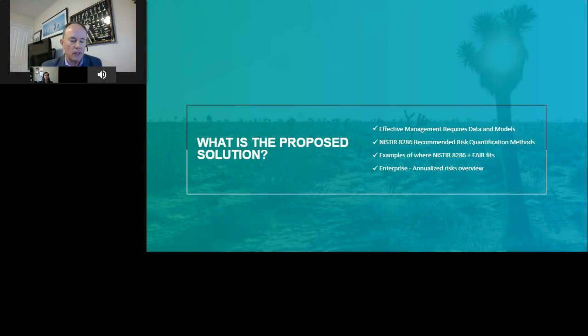And how do we solve all these things? That's really the point of all of this, not laying out the problem, but really what is the solution? What is the better way? And so we're going to touch on a couple things. One is your required data and models. We'll talk about recommended risk quantification methods as recommended by NISTIR. We'll talk about how FAIR and cyber risk quantification fits within the NISTIR 8286 framework and recommendation. And I'll give you guys a couple examples of annualized risks that we've done to show you how all this fits together.